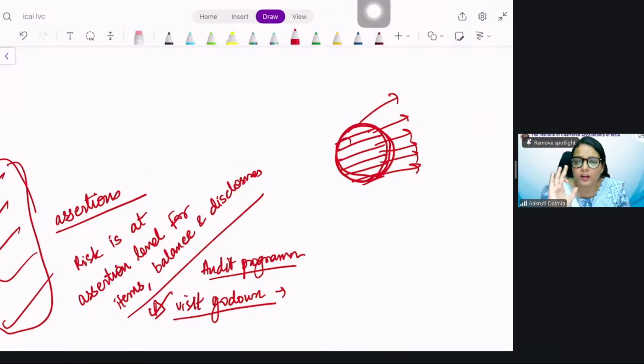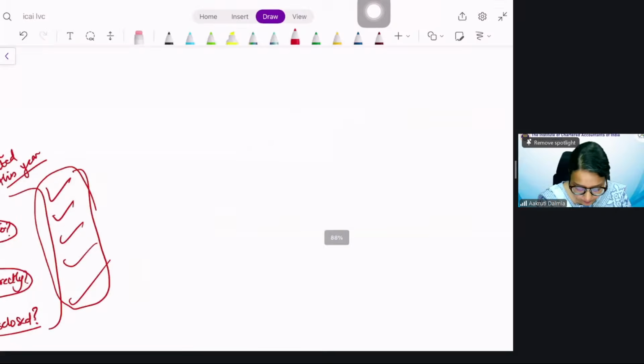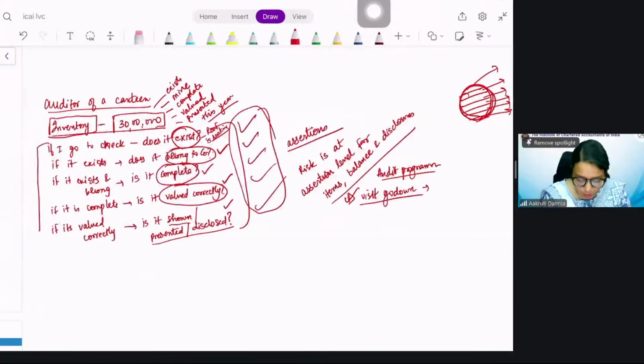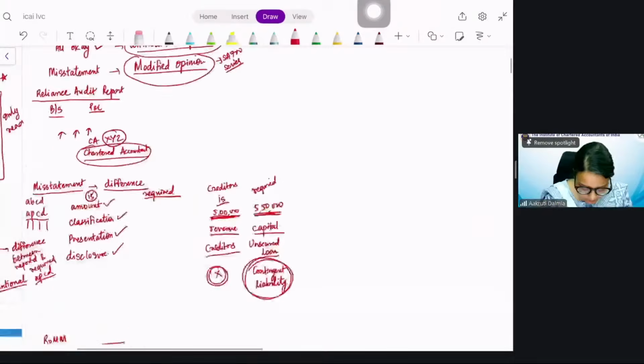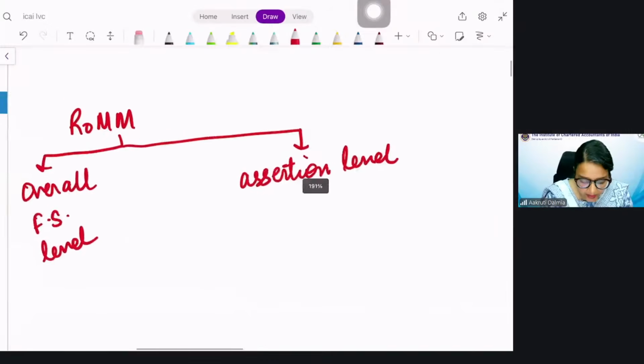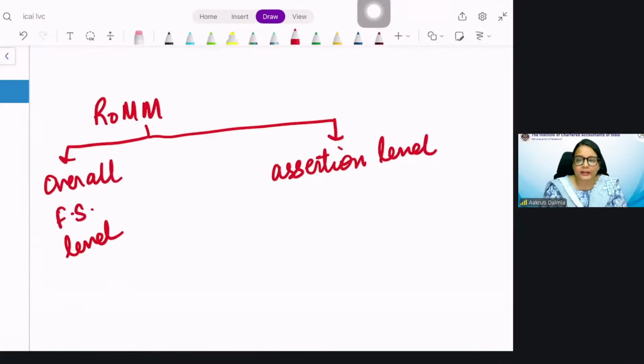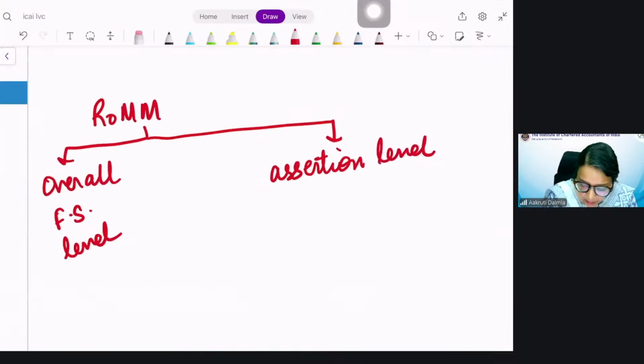Everyone, the basic is clear. We will study this in a lot of detail in the next chapter, okay? But here this word is used continuously, that is why I am explaining it to you. So now if you will see, risk exists at each assertion level, and it also exists at the overall level.